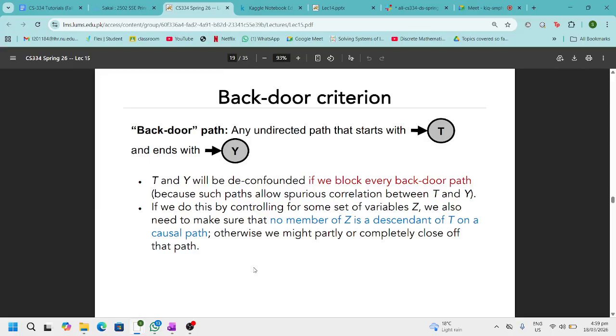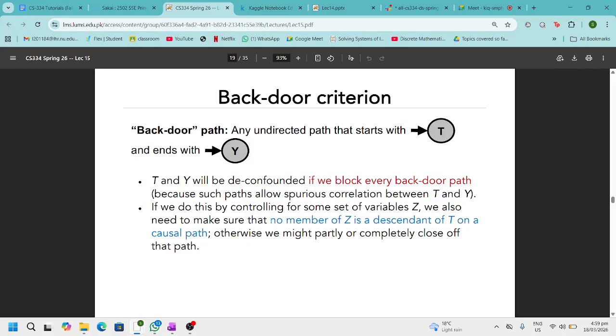So T and Y will be deconfounded. You have to remove the effect of any confounding variables in order to estimate the true total effect of T on Y. So they will be deconfounded if you block every backdoor path between them. If a backdoor path is already blocked, you don't have to do this at all. How do you block a backdoor path? You control for some set of variables.